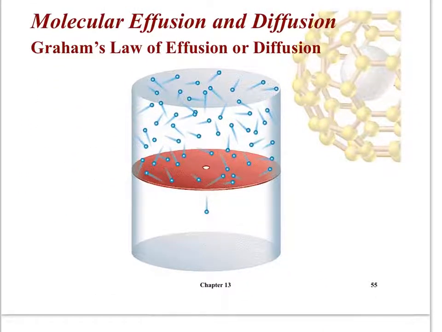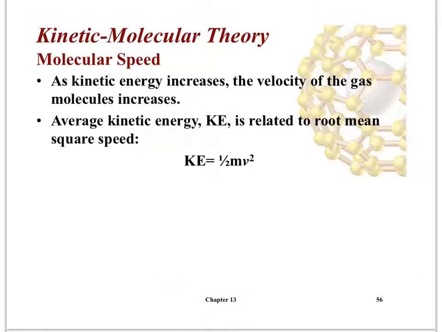And here's a picture of diffusion. Here you have a container with a small opening, so the movement of gas particles through that opening would be diffusion. Now, just to review, we know that as kinetic energy increases, the velocity or the speed of the gas particles increases, and that kinetic energy is related to their root mean square speed. Kinetic energy is equal to half mv squared, where m is the mass and v is the velocity of the particles. You do not need to know this equation, but from this equation we're going to derive Graham's law.